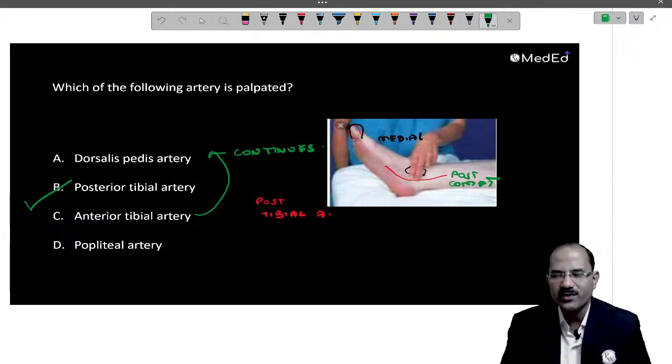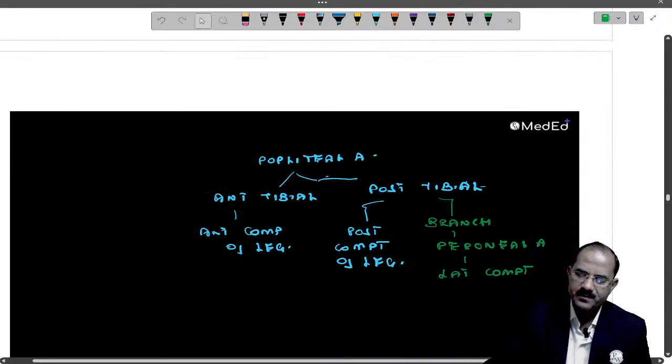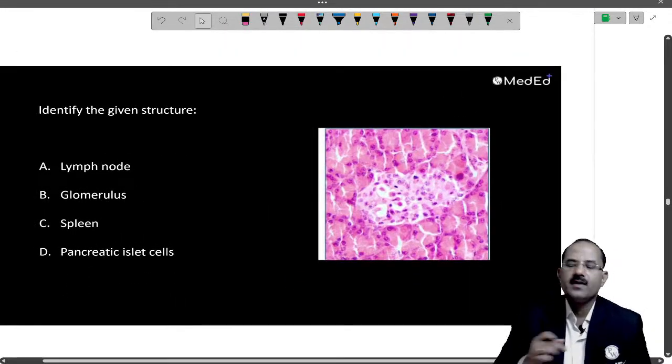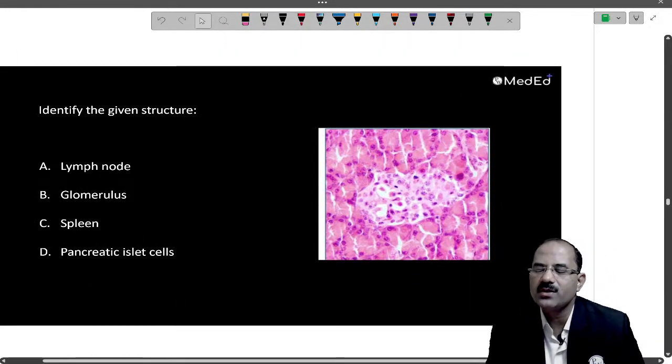Hope this is clear to all of you. Chalo bachcho, can you answer this MCQ?